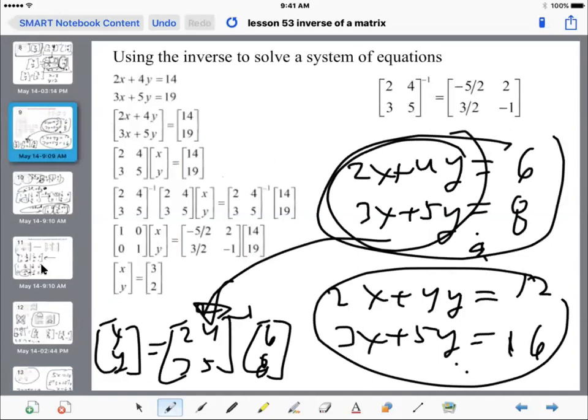And here I have on the screen the main thing that we learned today. Right here, to get from here to here, required being able to find the inverse. Okay, so that's going to do it for today.